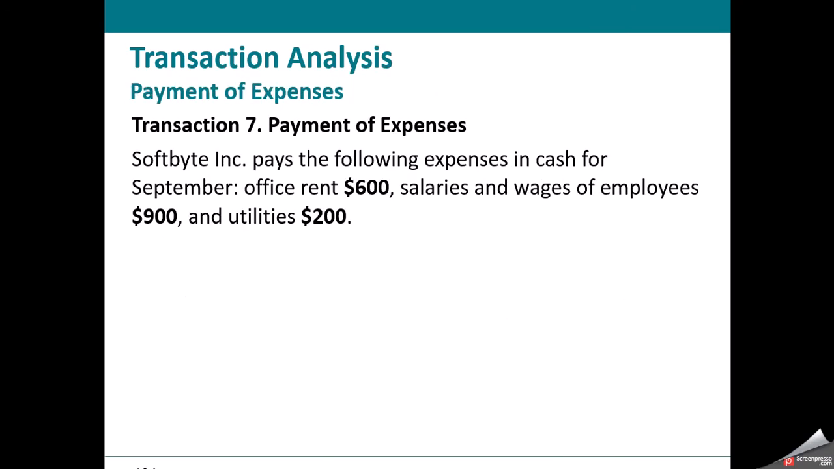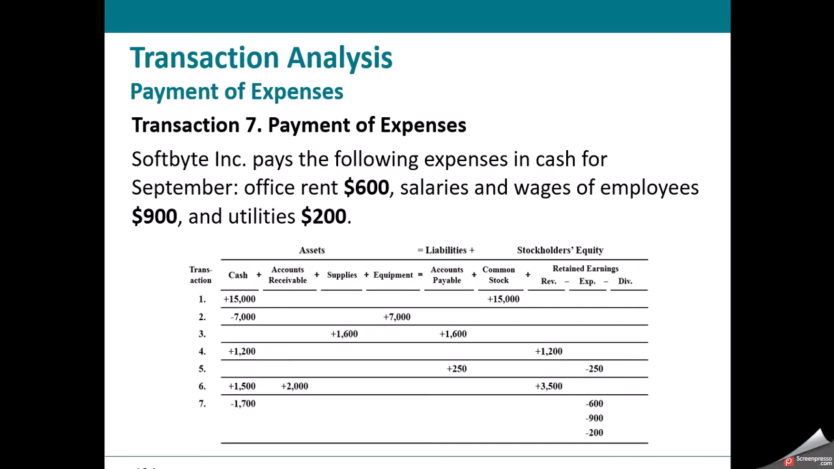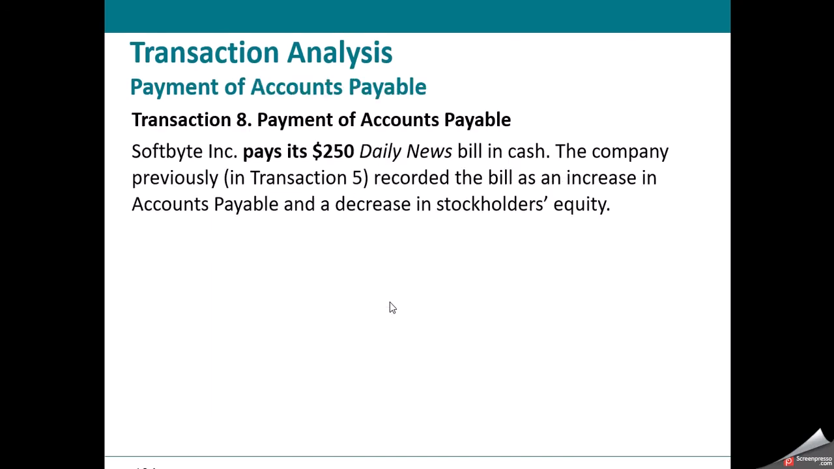Okay, then now we pay the following expenses. We pay office rent, salaries and wages, and utilities. These are monthly expenses that are probably paid every month. You can see we come down here, and they all go into our expenses. Again, they're necessary costs in order to help us generate this revenue, so we're going to reduce the earnings accordingly. And then we're also reducing our cash because we paid for it. And again, our equation balances.